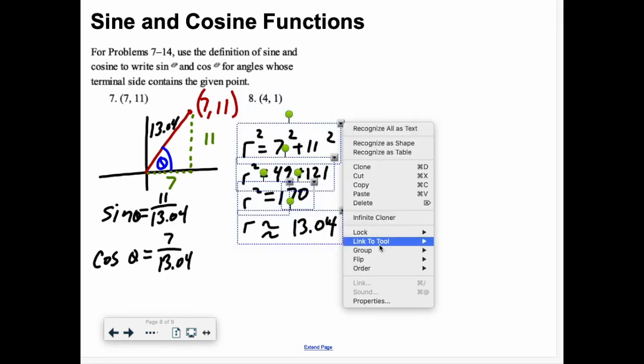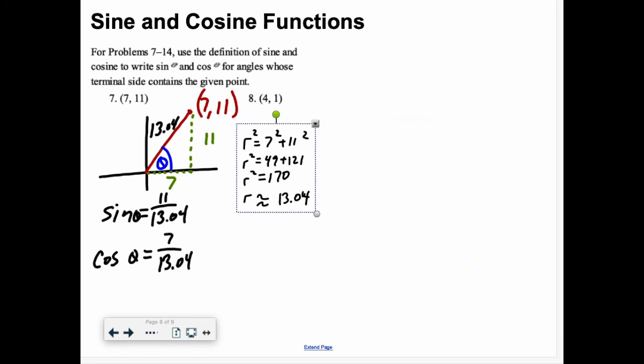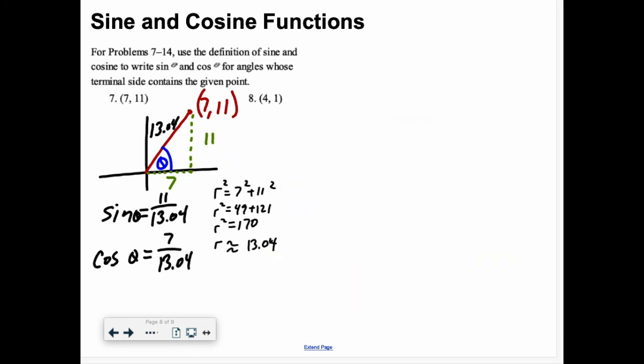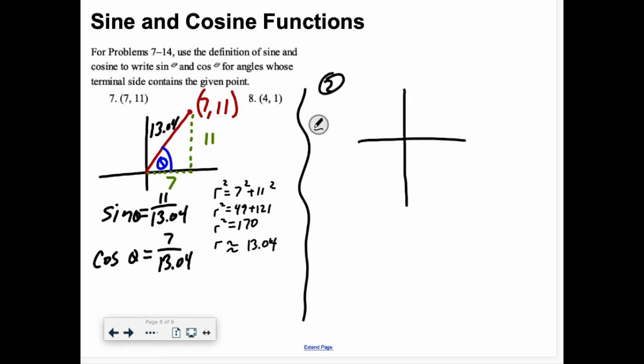Gonna get these over and shrink them a little bit. Let's try 2, 4 comma 1. Well, 4 and 1. That's my terminal ray, which means that that's going to be a height of 1. That's going to be 4.